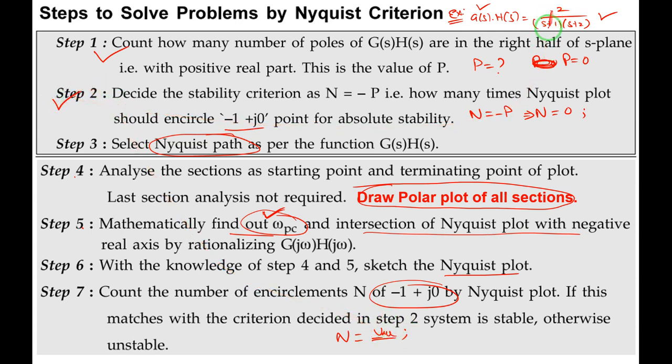For example, for this example, N should be 0. If I am getting N equal to 1, it is unstable. If I am getting N equal to 0, it matches the step 2 stability criterion, hence the system is stable. Based on that we have to judge. So these are the steps. I hope you understood. I think if I solve the numerical, you will understand very clearly. I will follow these same steps.